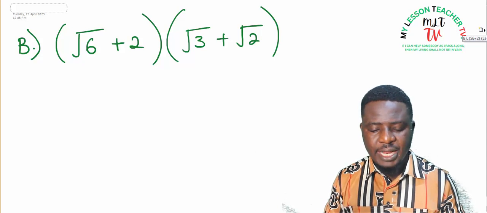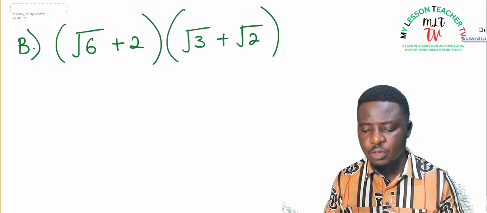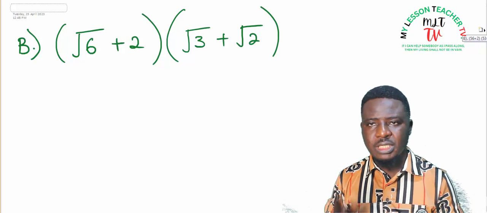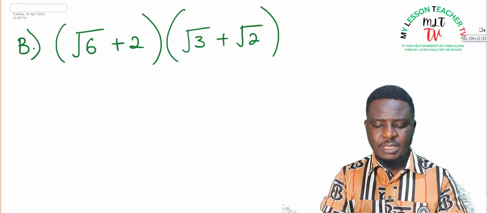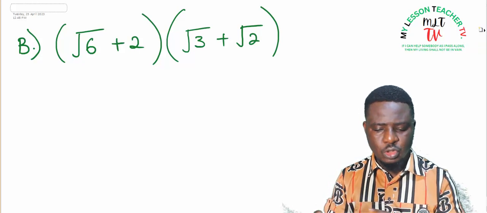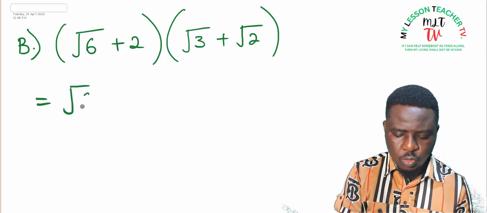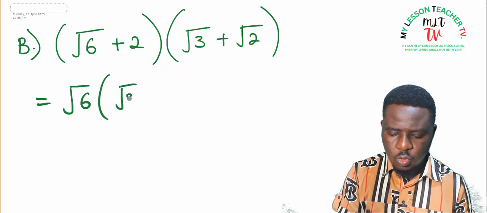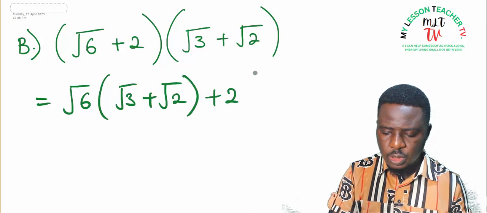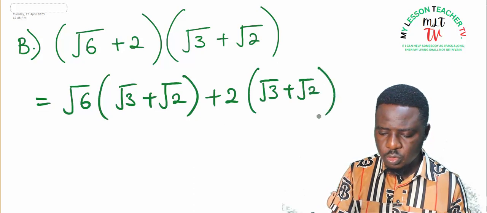B, bracket root 6 plus 2 to be multiplied by bracket root 3 plus 2. We are still going to split one of the brackets into 2 and use them in turns in multiplying the second bracket. So I'm going to split root 6 plus 2 into 2, giving me root 6 and 2. I'll use them in turns to multiply the second bracket. So this becomes root 6 into root 3 plus root 2, plus 2 into root 3 plus root 2.